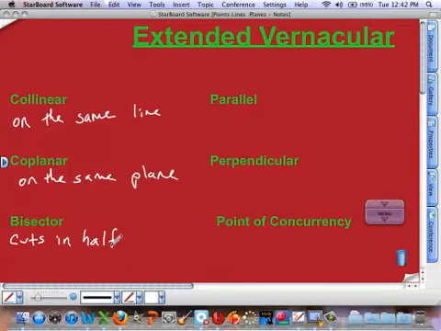Equal lengths. Okay, so a lot of times you might want to make sure that you understand that a bisector cuts it into two equal parts. A lot of times some students don't make that connection. It cuts them into two equal parts. What does it mean to be parallel? Careful how you answer this.